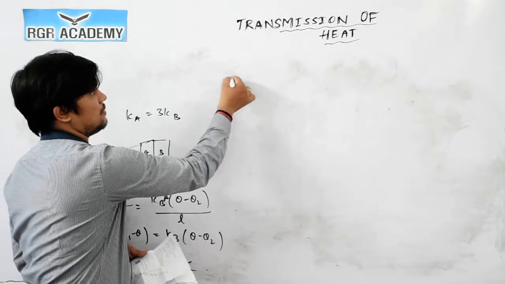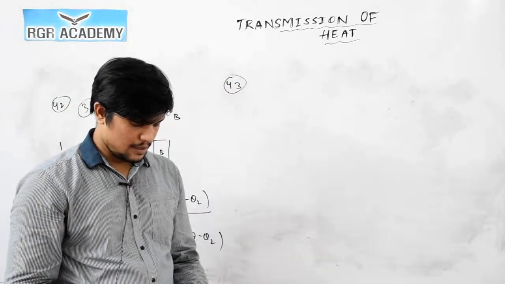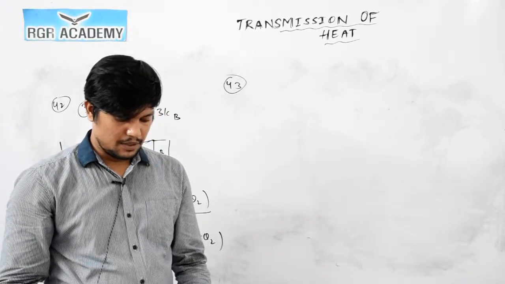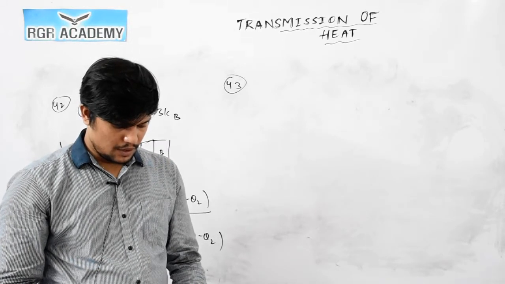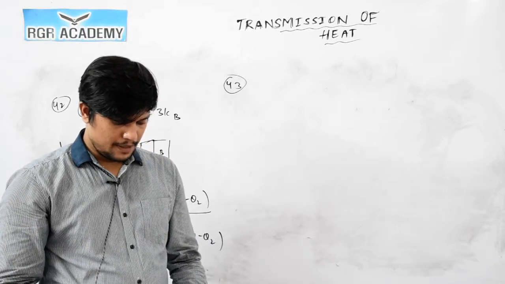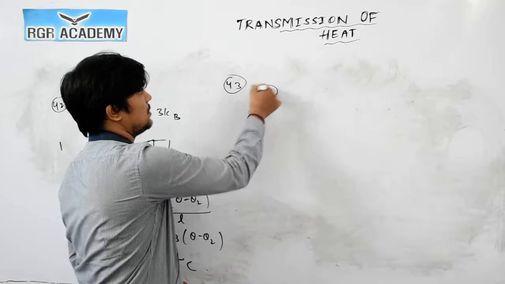Now question number 43. While measuring the thermal conductivity of a liquid, we keep the upper part hot and the lower part cool. Which of the following makes it easier and more convenient to do so? Radiation may be stopped, convection may be stopped. So the question number 43 answer is option number 4.